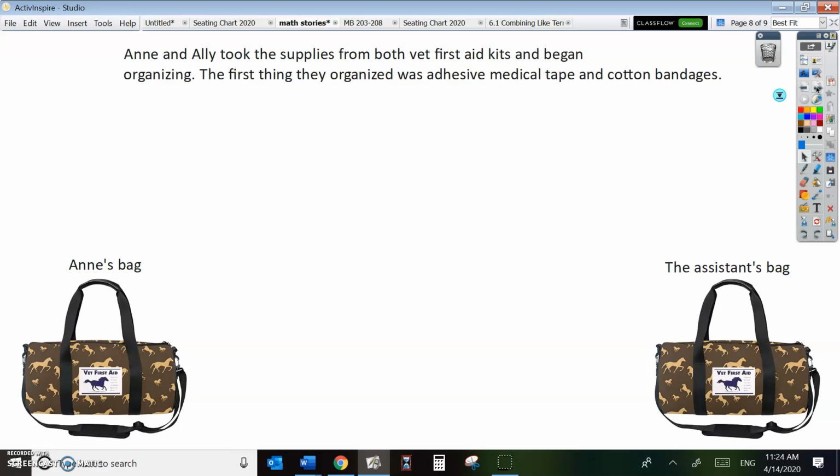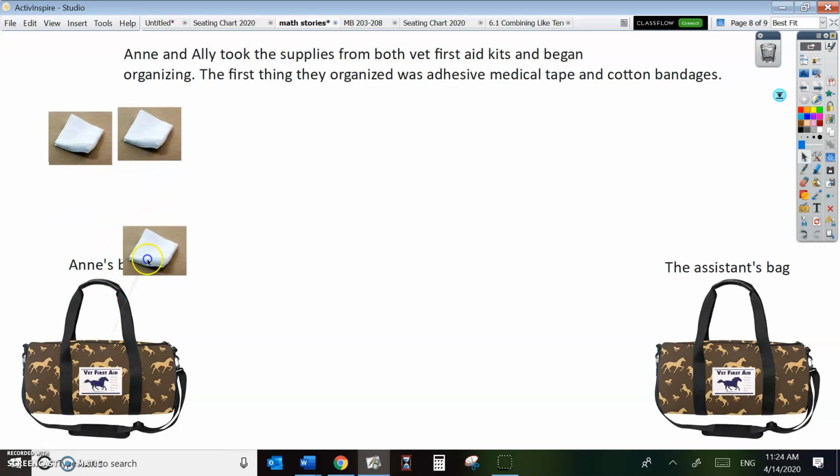So Allie and Anne took the supplies from both vet kits, first aid kits, and began organizing. The first thing they organized was adhesive medical tape and cotton bandages. So let's see what Anne has in her bag here. Looks like 2 cotton bandages so far.